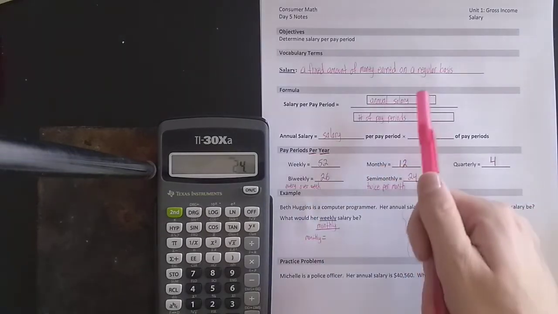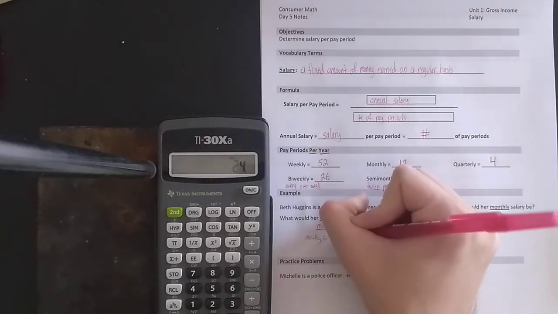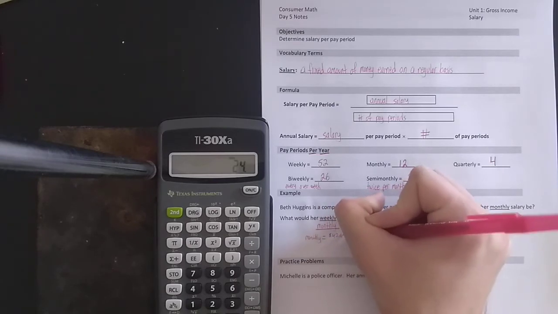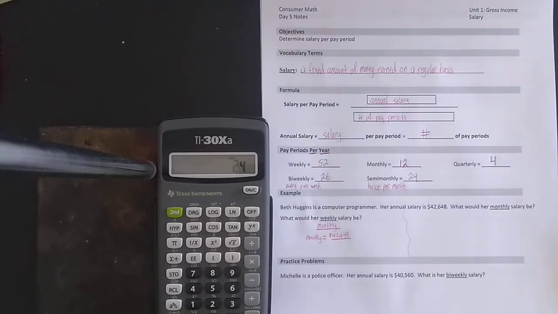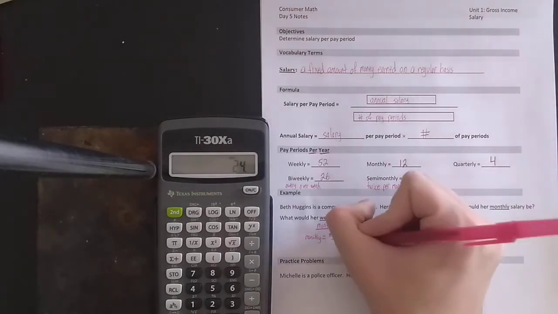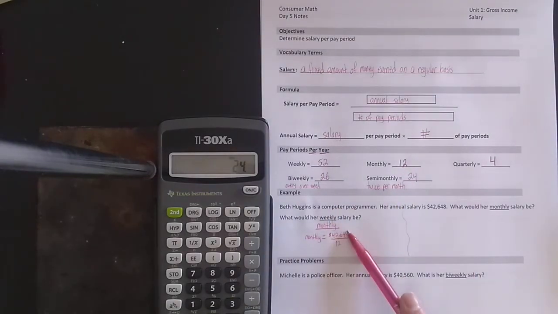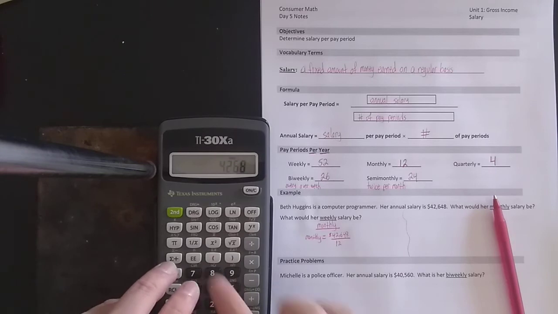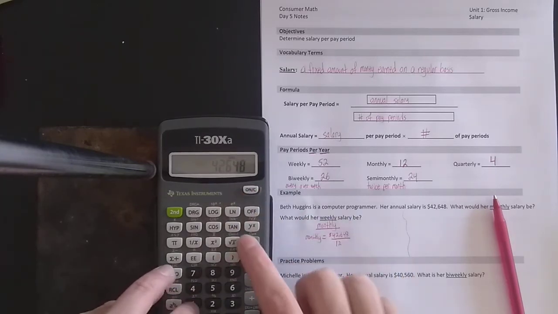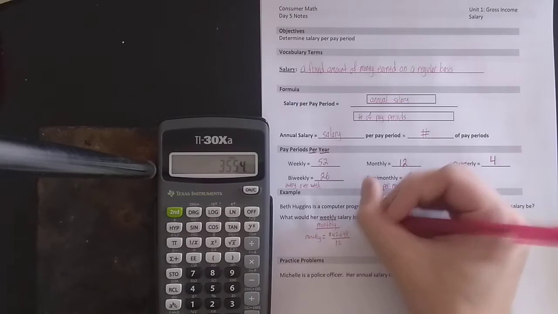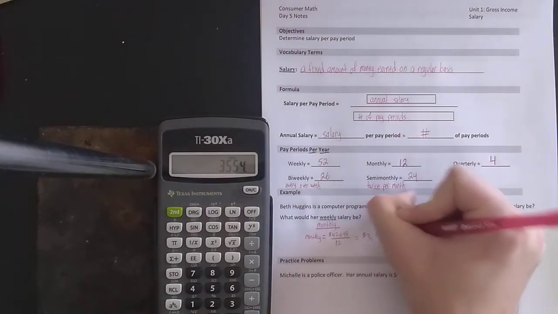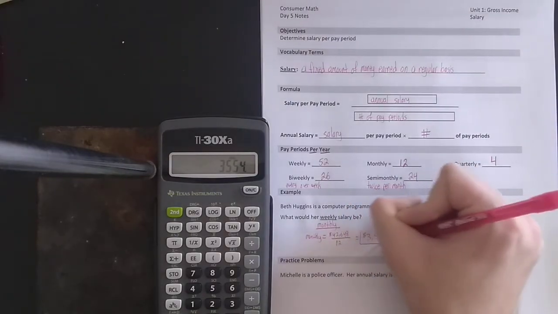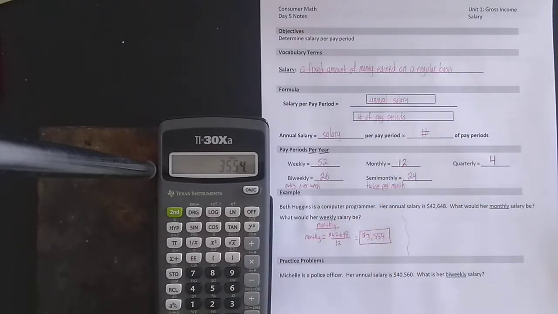So her monthly salary is going to be her annual salary divided by the number of pay periods. That's $42,648 divided by, well, if we're talking about monthly, we divide by 12. In other words, she makes this over the course of 12 months. With each month, she gets paid some amount of this. 42,648 divided by 12 equals 3,554. That's how much money she gets paid every month. For 12 months, that will add up to this. Okay, do you see how that works?